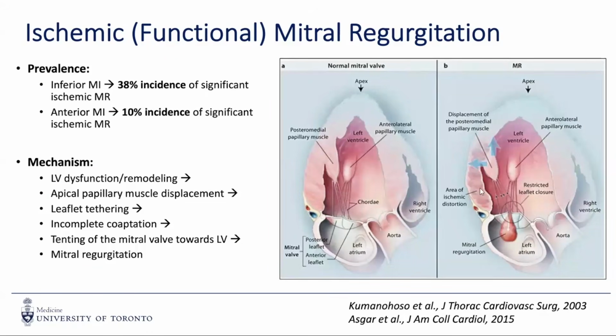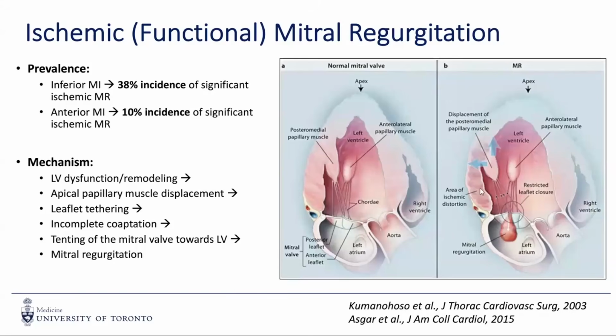But the mechanism that is thought to be causing functional MR is that with LV dysfunction and remodeling, you actually have displacement of the papillary muscles towards the apex. And especially in the setting of an inferior MI, this affects the posterior medial papillary muscle more than the anterolateral. And in those cases, while yes, both papillary muscles supply both leaflets equally, the exact angulation will definitely lead to tethering of the actual leaflet.